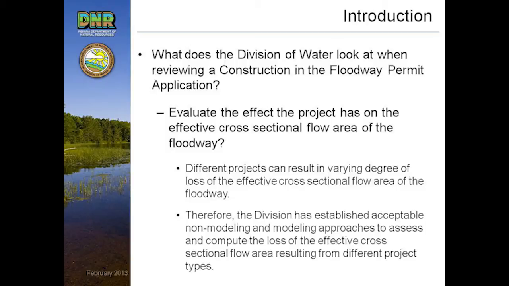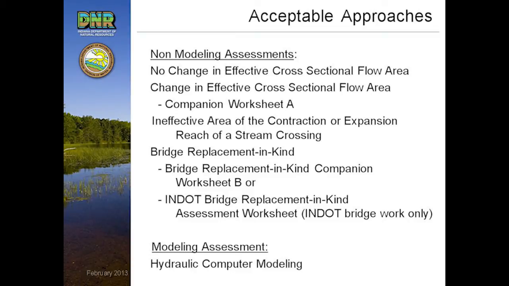What effect does the project have on the effective cross-sectional flow area of the floodway? Different projects can have a varying degree of loss. A simple bank stabilization project would review much differently than a new bridge crossing. Due to this difference, the division has established 5 acceptable approaches to compute the loss of the cross-sectional flow area of the floodway. The 5 different approaches include 4 non-modeling assessments and hydraulic computer modeling.